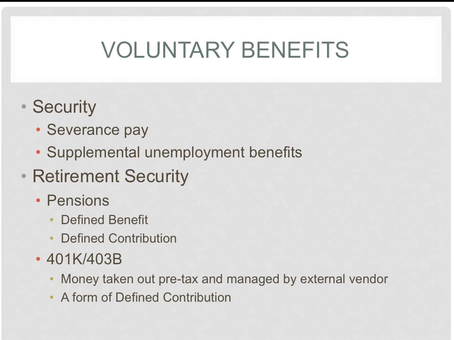A defined contribution plan is much more likely. It's where people know how much money they'll put into it, but there's no guarantee what will come out because of economic conditions and things like that. A 401k or a 403b is not necessarily a pension that's managed by the company; the money is given to an external vendor and they manage it. It's a form of defined contribution plan. A 403b is typically done in a nonprofit organization or an educational institution, and a 401k is usually in a for-profit. In both circumstances, the money is all taken out pre-tax, and then it's given to somebody to manage the investments.